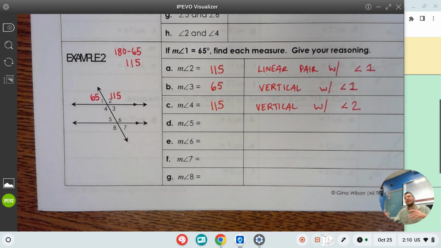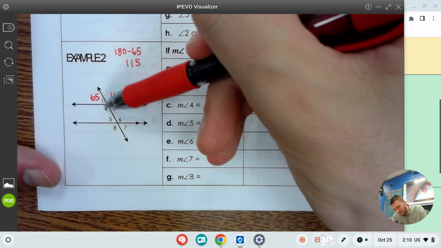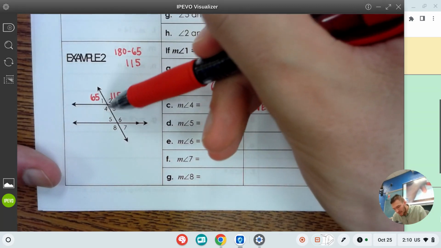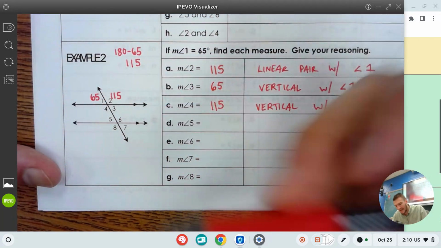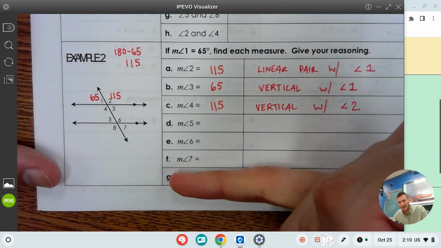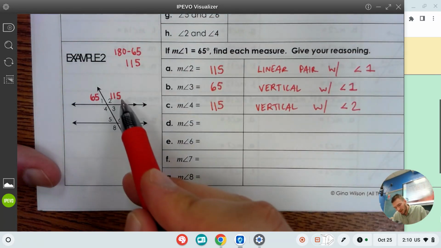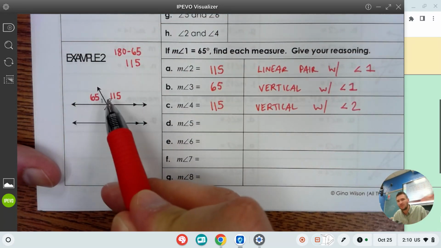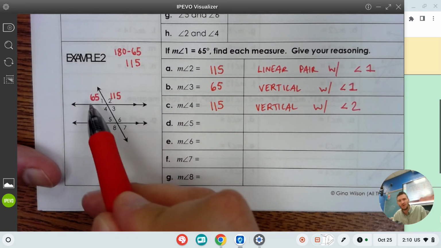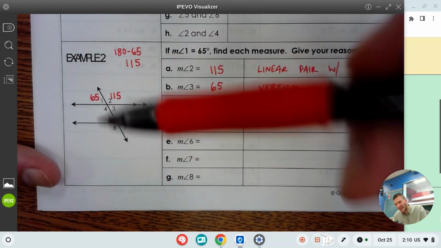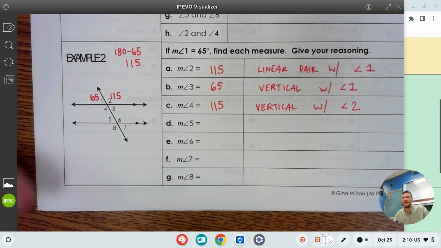Okay? Now here's where we're going to bring in our current knowledge. Because now we're going to go from this first hub down to the second one. Okay, now we're going to introduce this parallel line. No longer can we use linear pairs. We can't use vertical angles anymore. Now we have to use our new ideas, whether that's alternate exterior, corresponding, consecutive interiors.